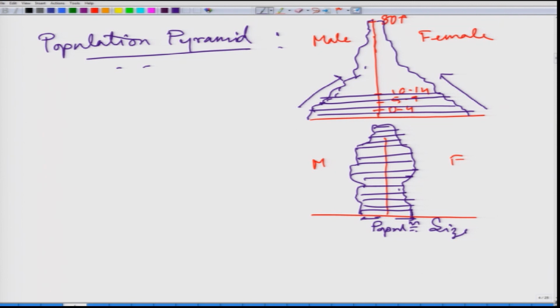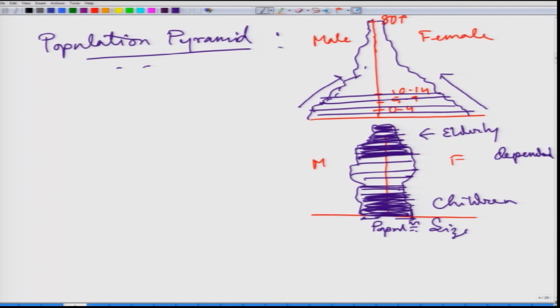Once we see that, here we can clearly earmark maybe 3 groups. One can be this group, one can be this group. So this is like elderly people. If this is our children, then these are our dependent population, right? Both elderly and children, they are our dependent population, isn't it? Yes, and this is the working class. This is the working class people.